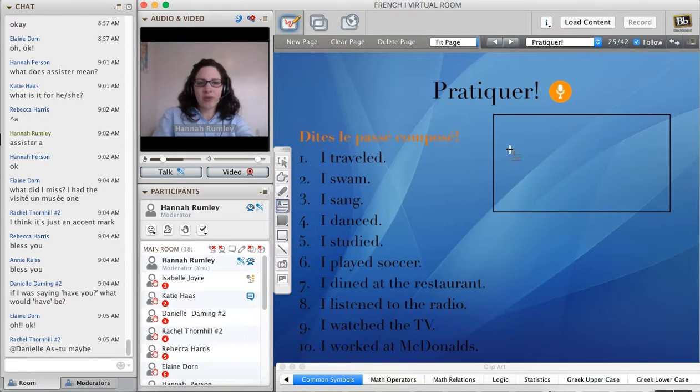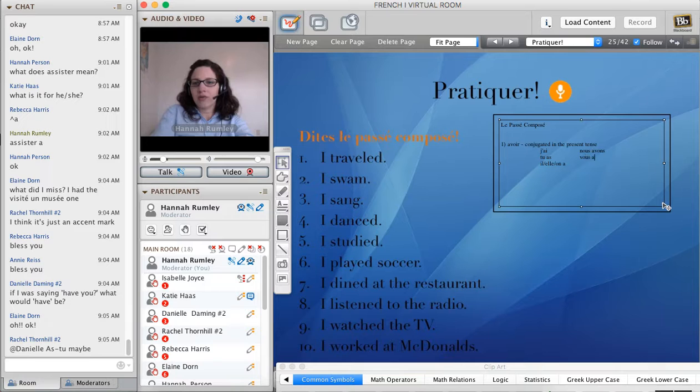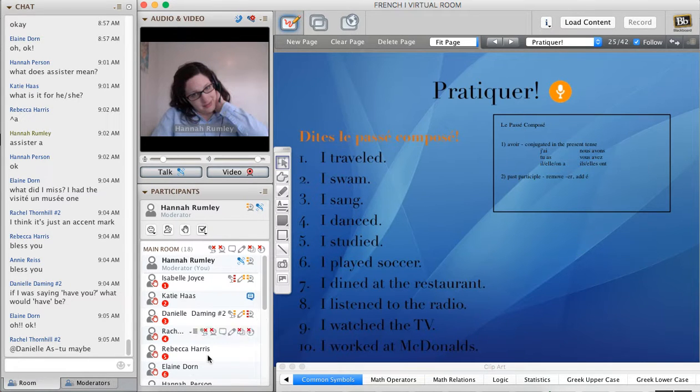Okay, so we have le passé composé, the past tense. Le passé composé is made up of two parts. One, avoir, conjugated in the present tense, which I will write for you over here: j'ai, tu as, il, elle, on a, nous avons, vous avez, ils, elles ont. Okay? And then part 2 is the past participle, which is you remove the ER and then add accent aigu. Okay?